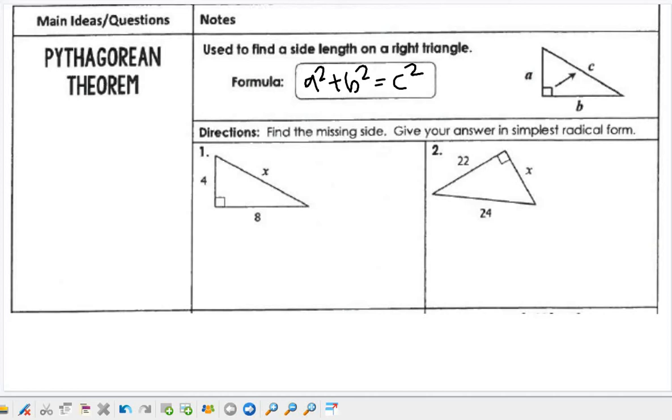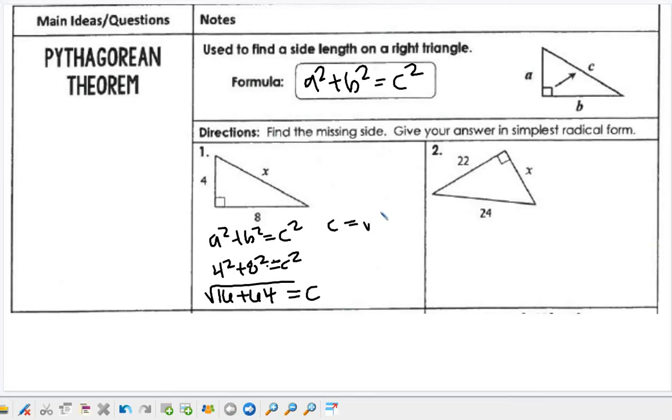So number one, we are very clearly looking for the hypotenuse. So I have a squared plus b squared equals c squared. So 4 squared plus 8 squared is equal to c squared. So the square root of 16 plus 64 is equal to c. So c is equal to the square root of 80, which we now can simplify radicals hopefully quite easily.